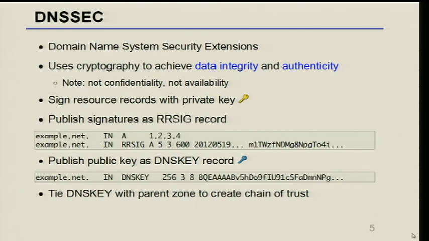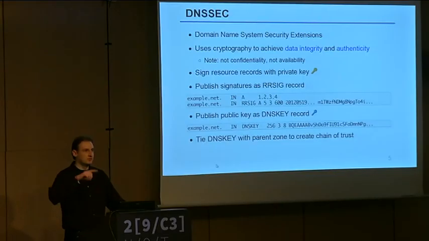DNSSEC now signs resource records, the data of the DNS, with a private key. And these signatures are then put into the zone. So here you have your name, and then there is a signature. And you, with your resolver, can verify this data by looking up the DNS key, the public key. And how can you securely retrieve the public key? Well, you have to tie your DNS key with the parent zone, which refers to your name server. And if you tie it all together, you only need the top key, the trust anchor.